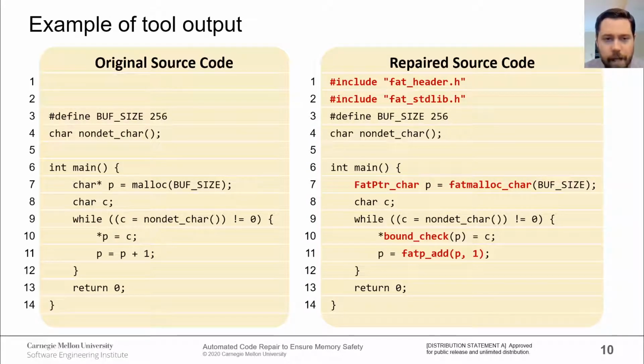Here we see an example code snippet and the repairs that our tool makes. On line 7, our tool changes the char pointer to be a fat pointer, and it changes the call to malloc to instead call fat malloc, which is a wrapper around malloc. On line 10, we insert a bounds check before the pointer dereference, and on line 11, we change the raw pointer arithmetic to instead call a function that does the pointer arithmetic on fat pointers.